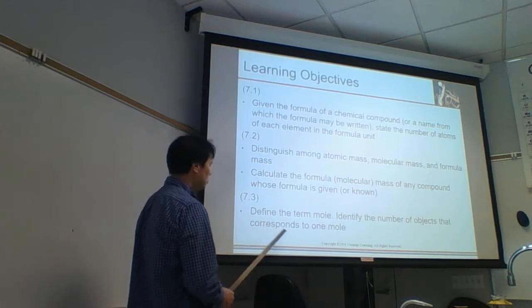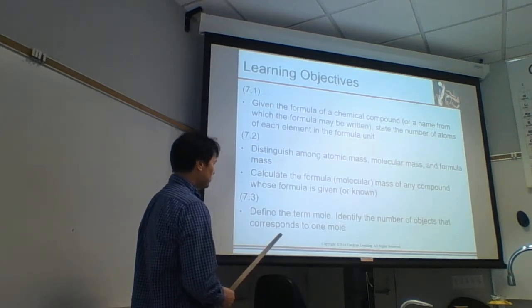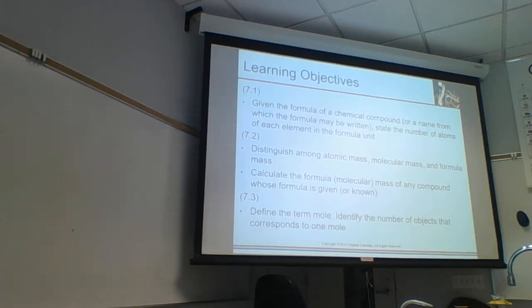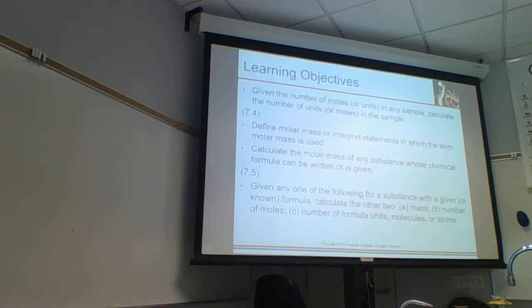7.3: define the term mole. Identify the number of objects that corresponds to one mole. The mole is a counting unit. It's like define the term dozen. What is a dozen? 12. We're going to define it in a little bit more depth. The mole is just a counting unit like a dozen. However, we need to know where it came from, the origin of that number.